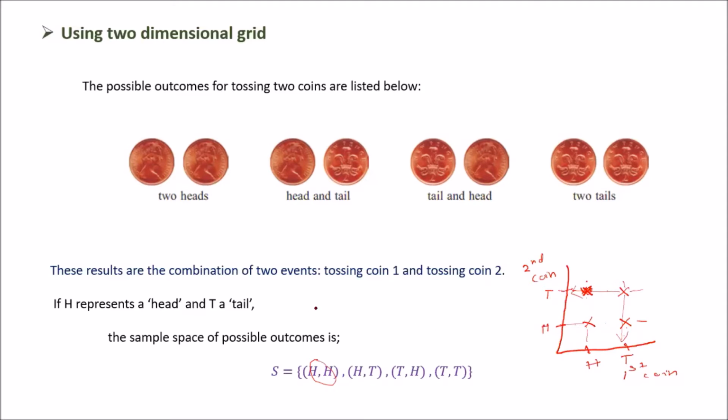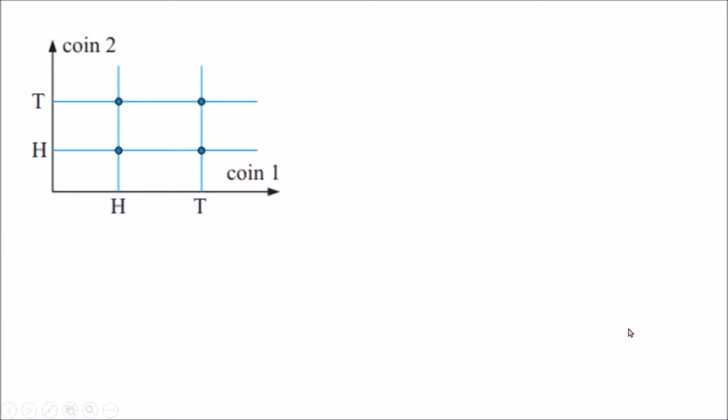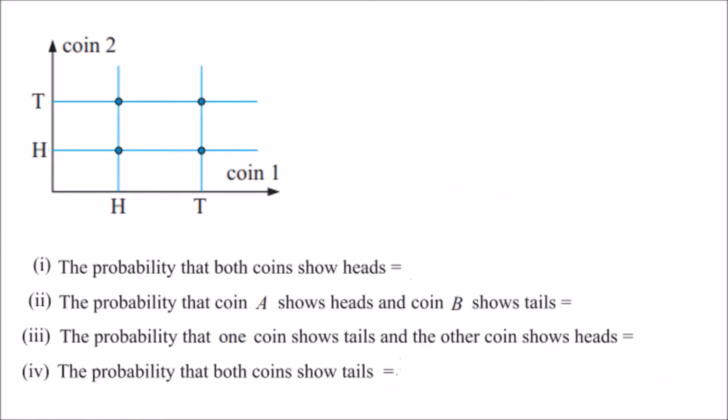Now here we tossed two coins, two experiments. If there are two experiments, we can list out the elements like this, inside the curly brackets, separating the outcomes using brackets, or we can represent it using a two-dimensional grid. Okay, this is the two-dimensional grid. Let's find the answers to this one.